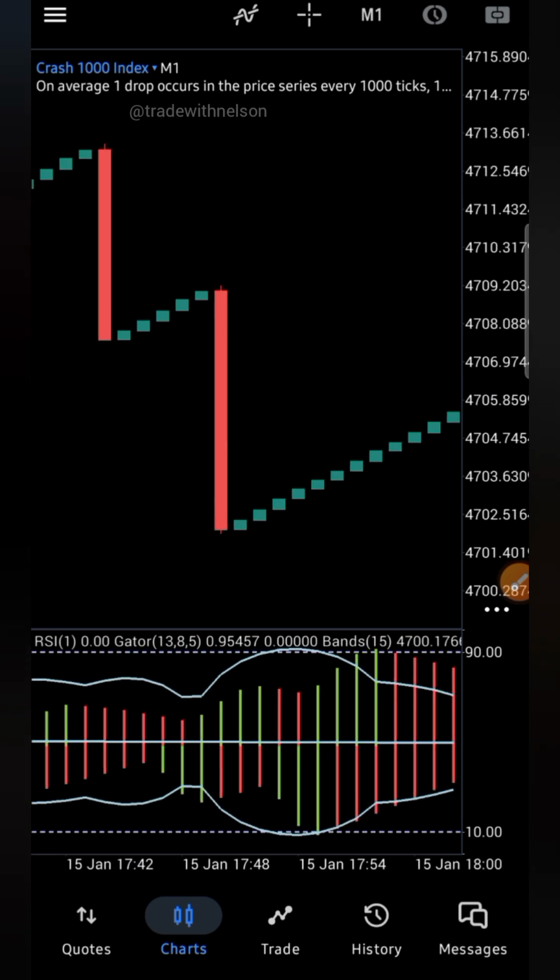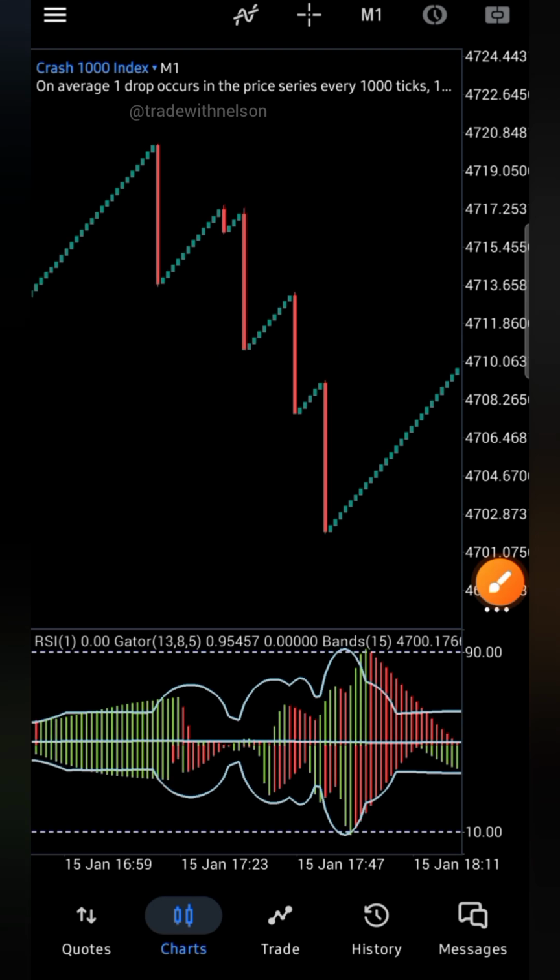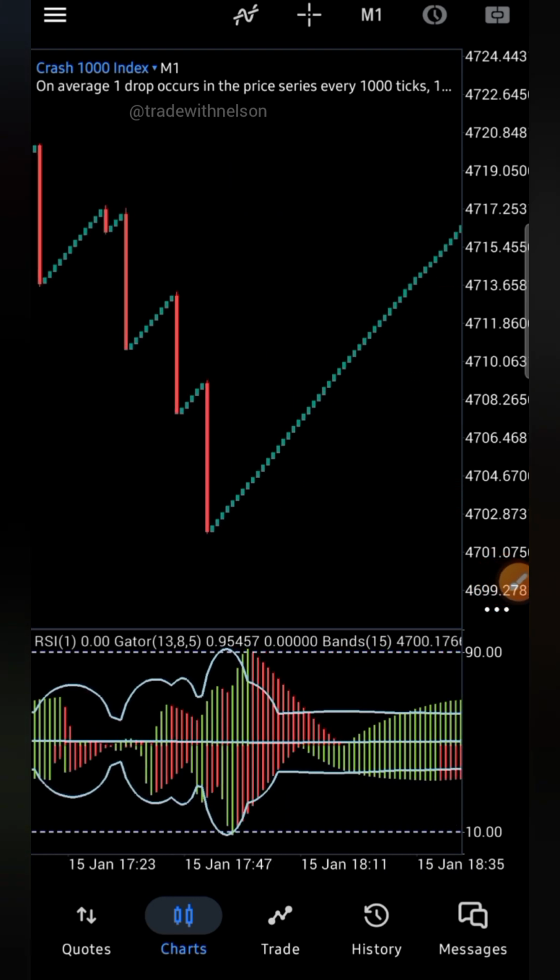For the zoom level, let's say this is the innermost zoom. You want to zoom in 3 times. 1, 2, 3. So this is the best zoom level for this strategy.